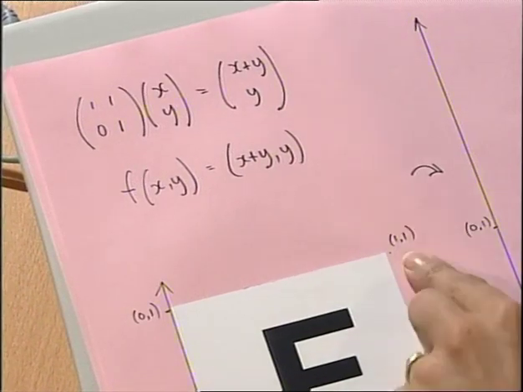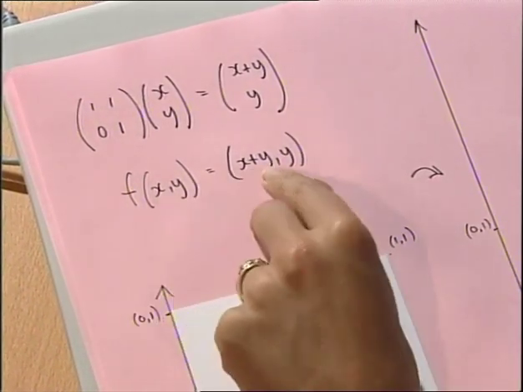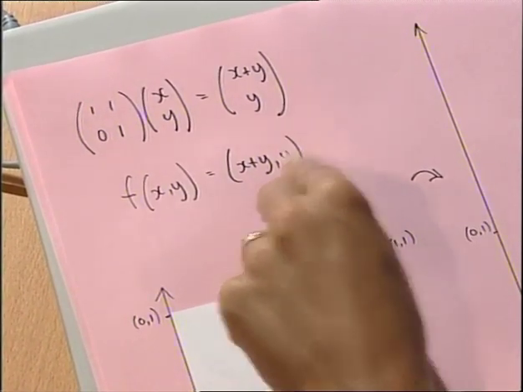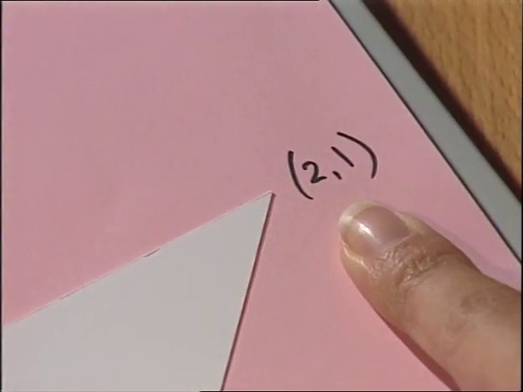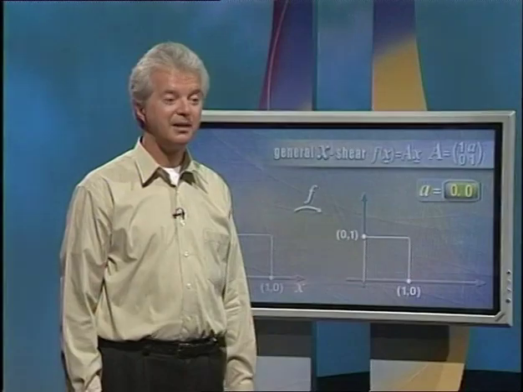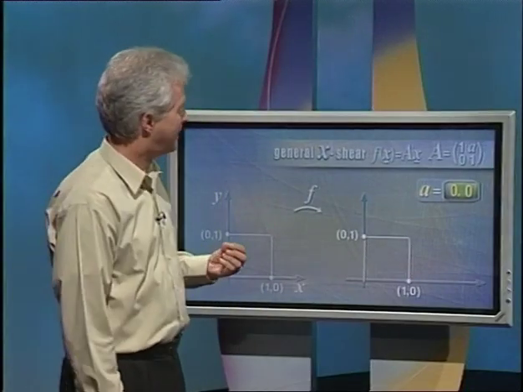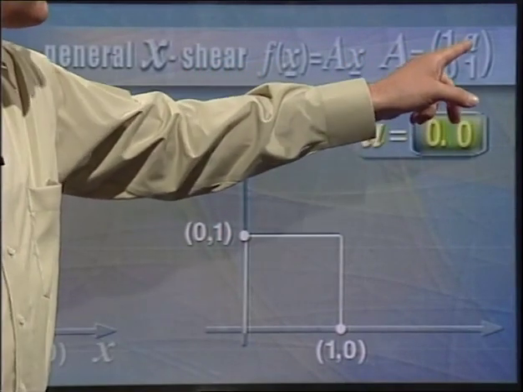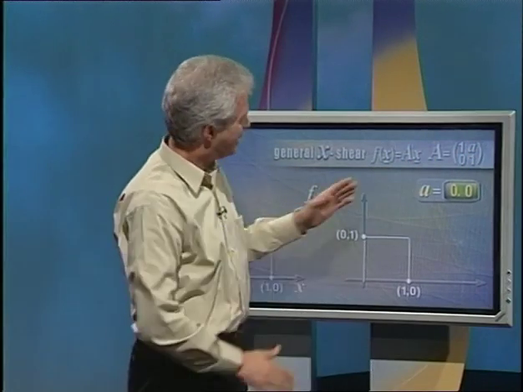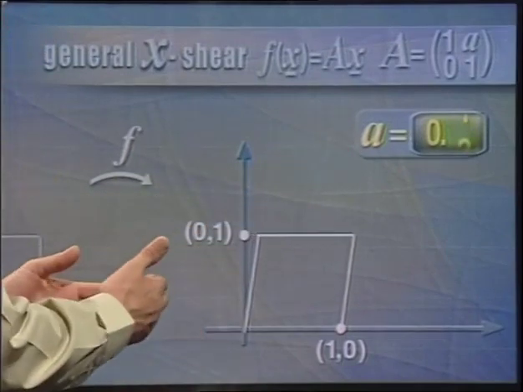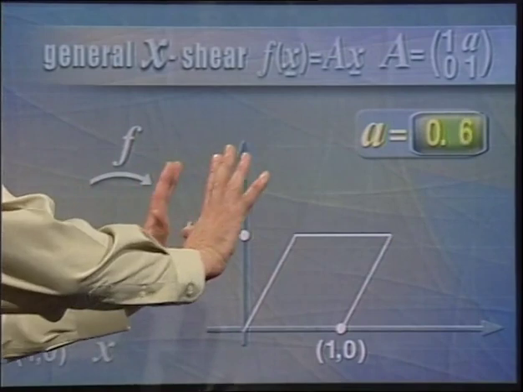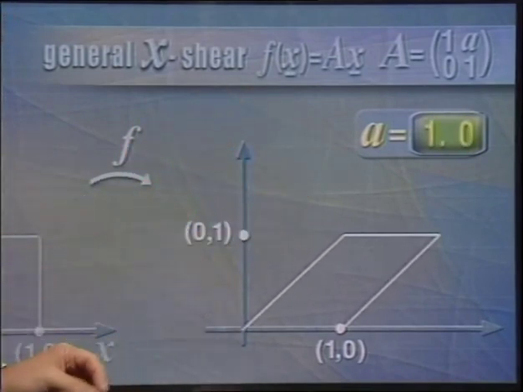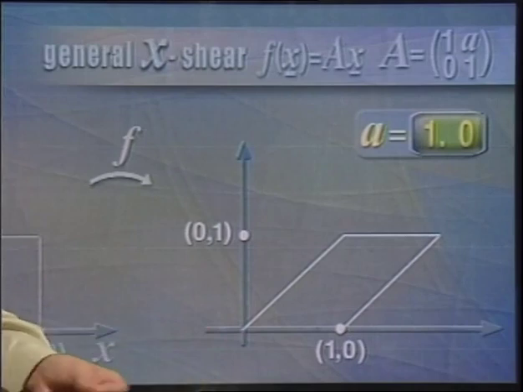And when you apply that to (1, 1), (1, 1) would go to (2, 1), which is as expected. So a general X shear is of this form, with the matrix A being of the form (1, a; 0, 1). And of course, if the small a was 0, we'd simply have the identity matrix and nothing would happen. Let's now vary a, let it get larger, and as you can see, it pushes the image in the X direction. And if we stop at 1, then we get the transformation that Francesca was talking about a few moments ago.